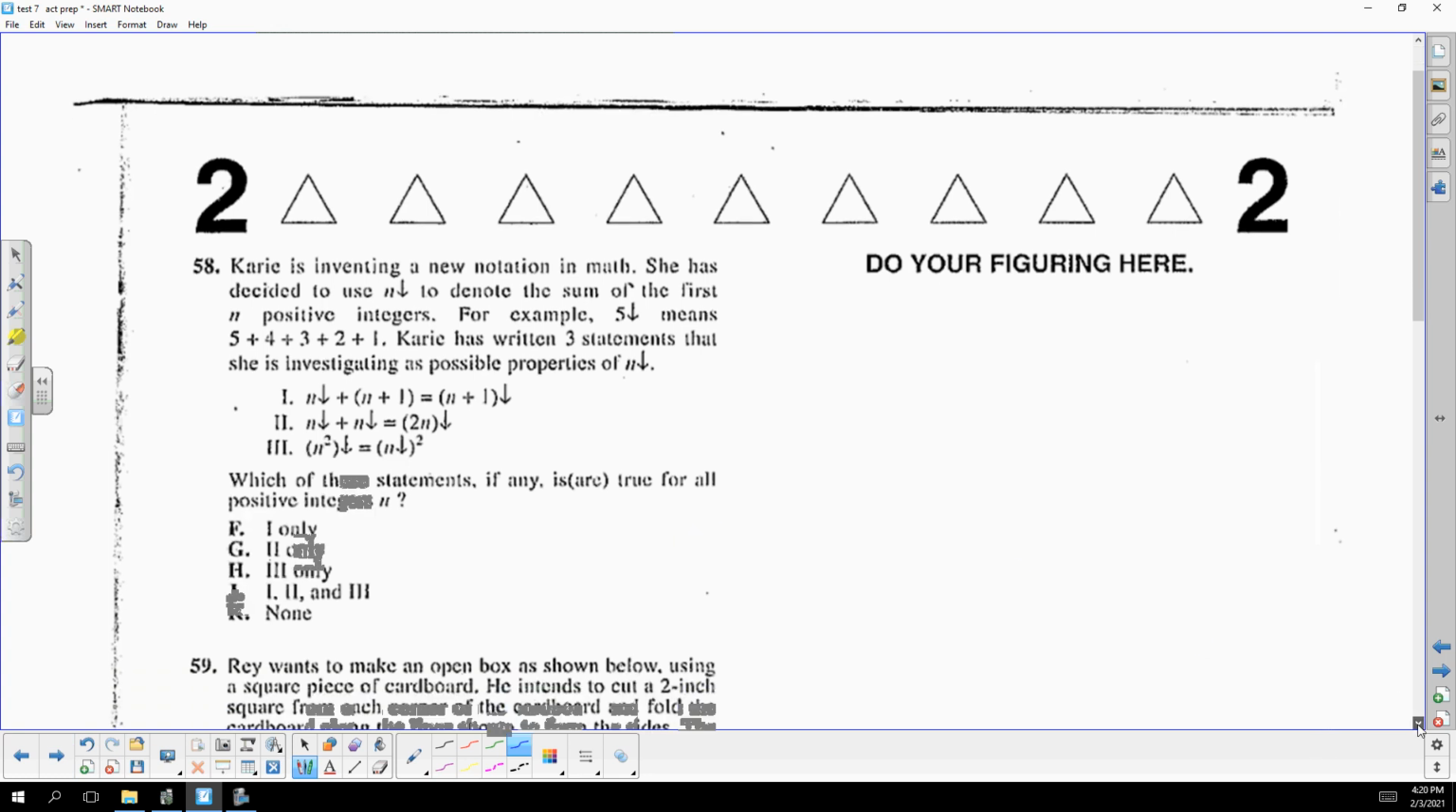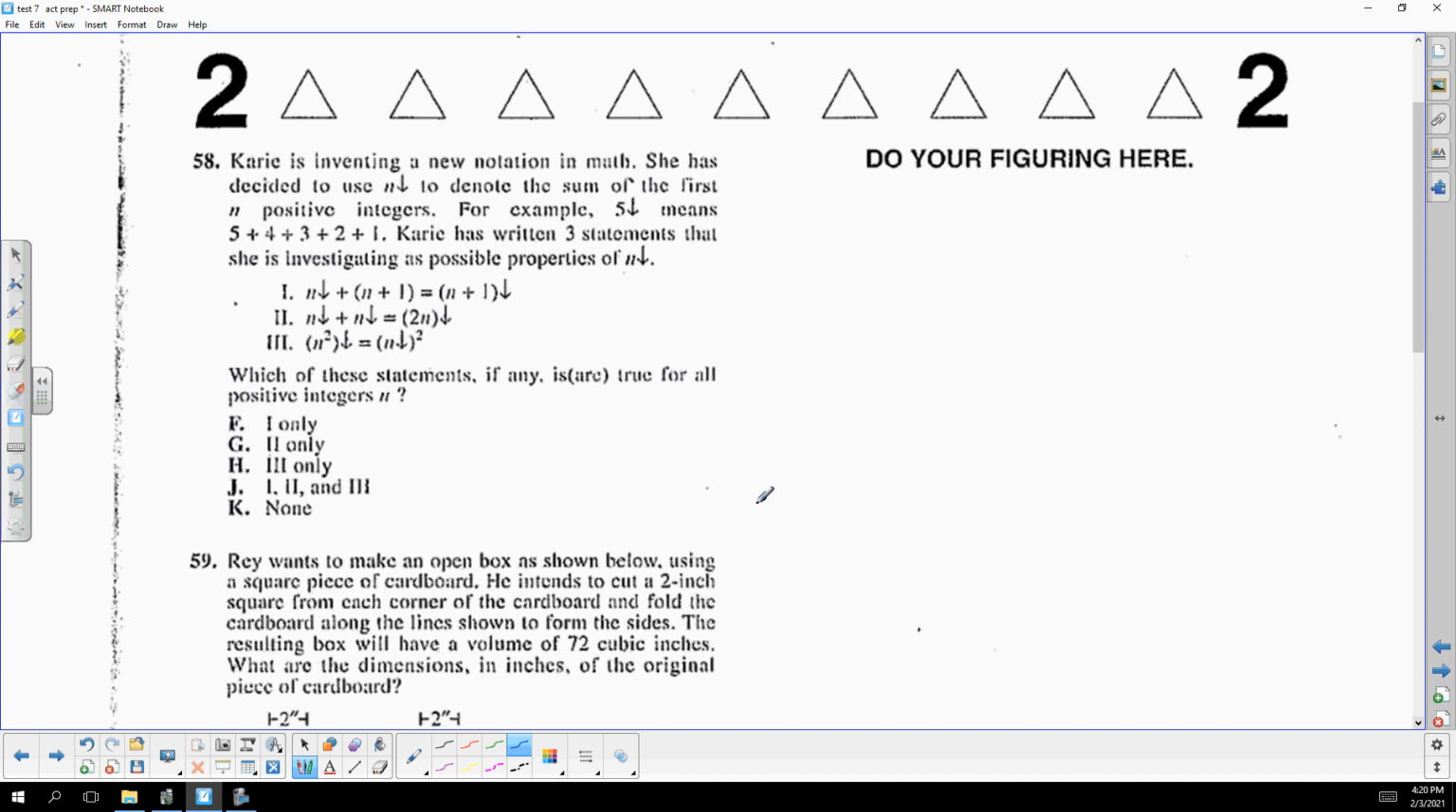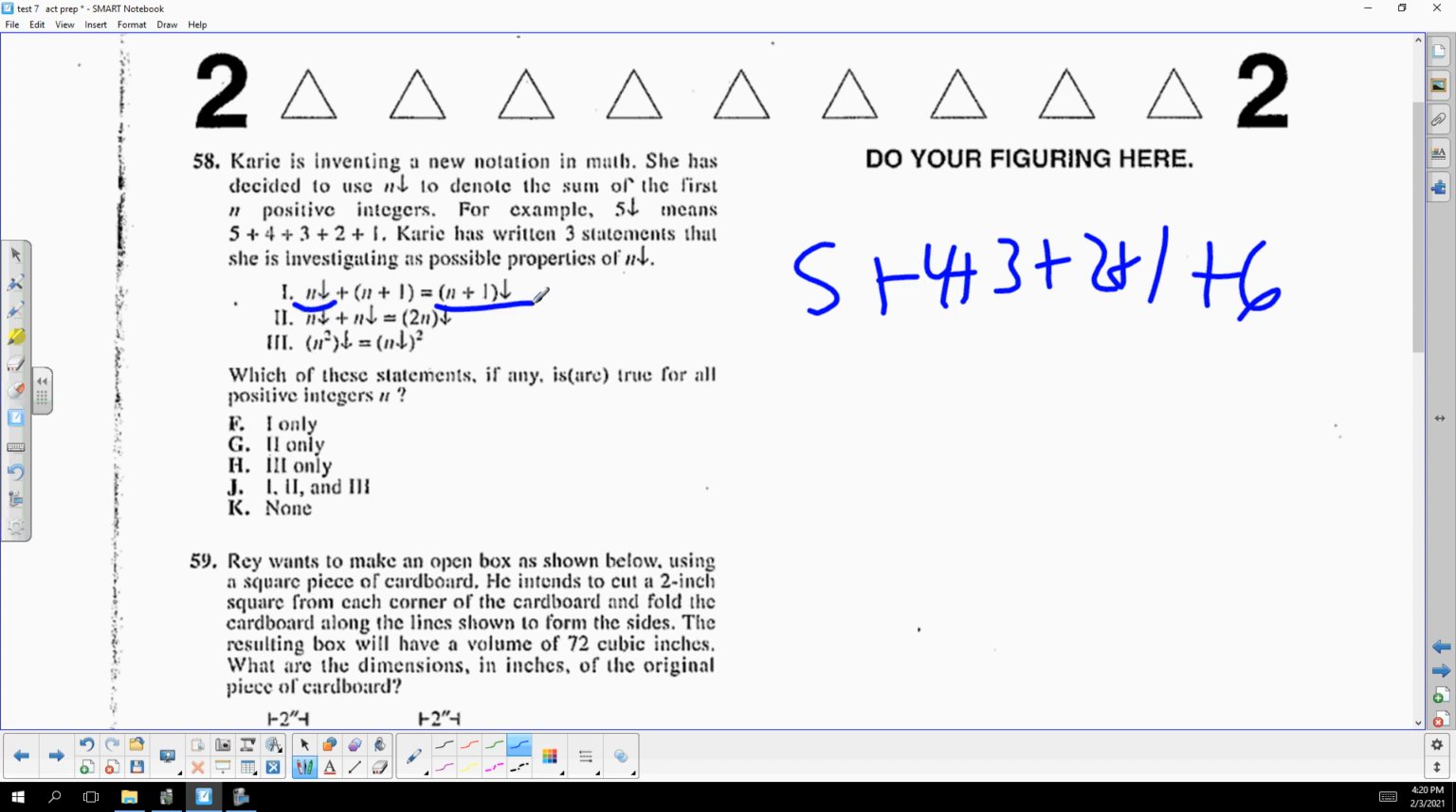58 is weird. Always is. But it's saying this new thing I've never heard of is the sum of all the numbers. So what it is, I'm just going to do 5 for the n and check it. So this one would be 5 plus 4 plus 3 plus 2 plus 1 plus 6. Well, wouldn't that equal 6 countdown?